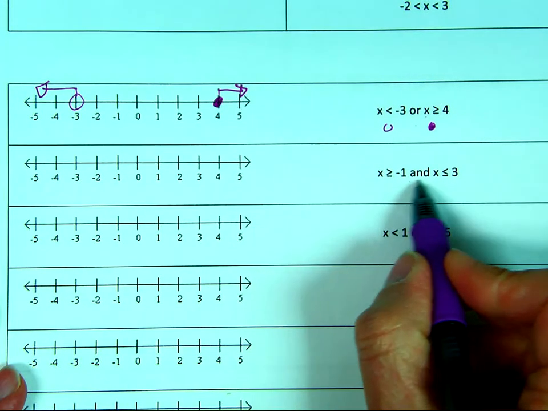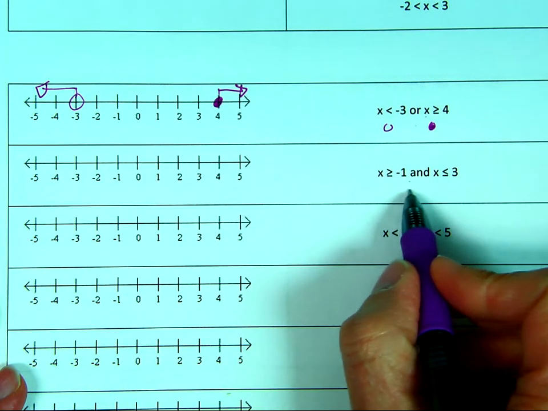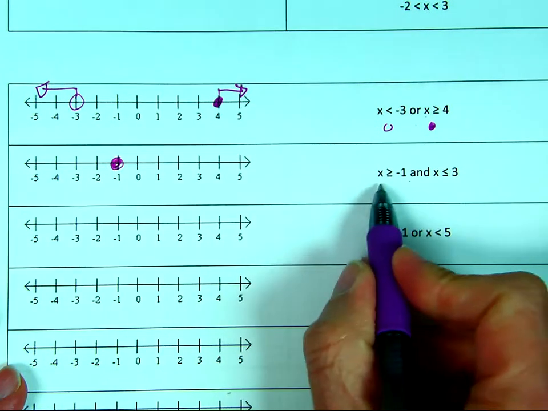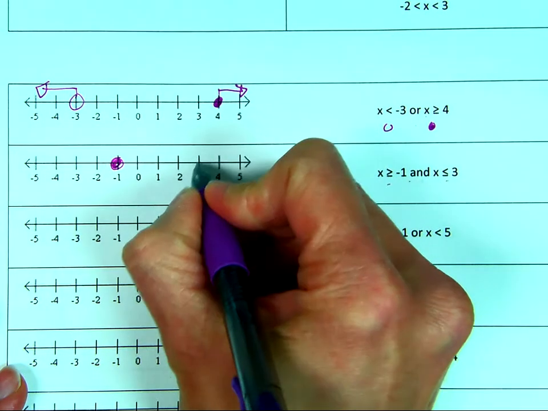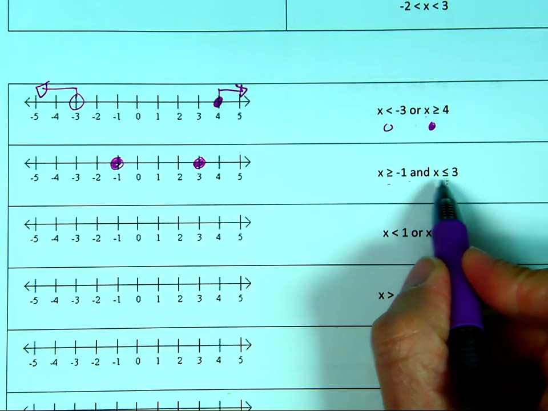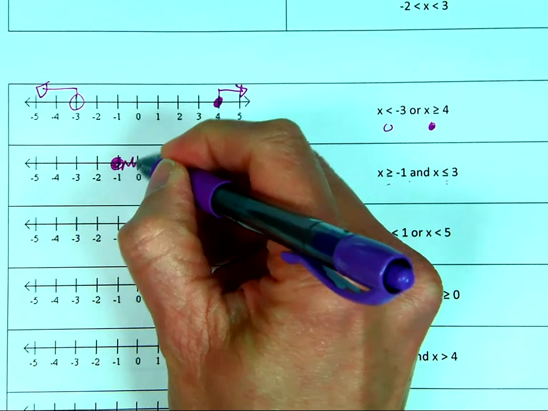Okay, let's try another one. This is an and, so I expect it to be an in-between thing. So I go to negative 1, and I know it's a closed circle because of the line right there, and this is going to be a closed circle as well. It has to be greater than or equal to negative 1 and less than or equal to 3. So at the same time, that would be everything between them.